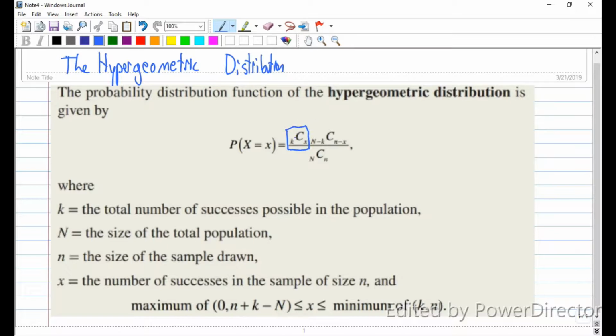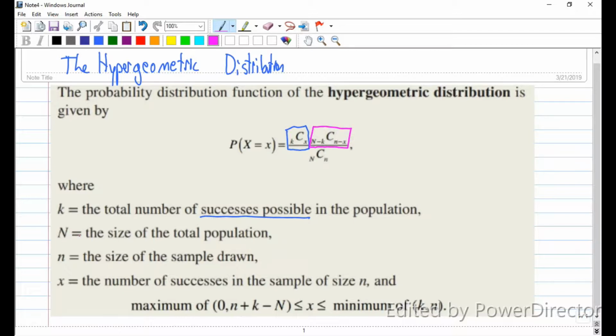Okay, and so this is K C x, where K is the total number of successes possible in the population. All right, then the second combination, it has more variables down here because we have a couple of differences. But we have a capital N minus little k, C lowercase n minus x.